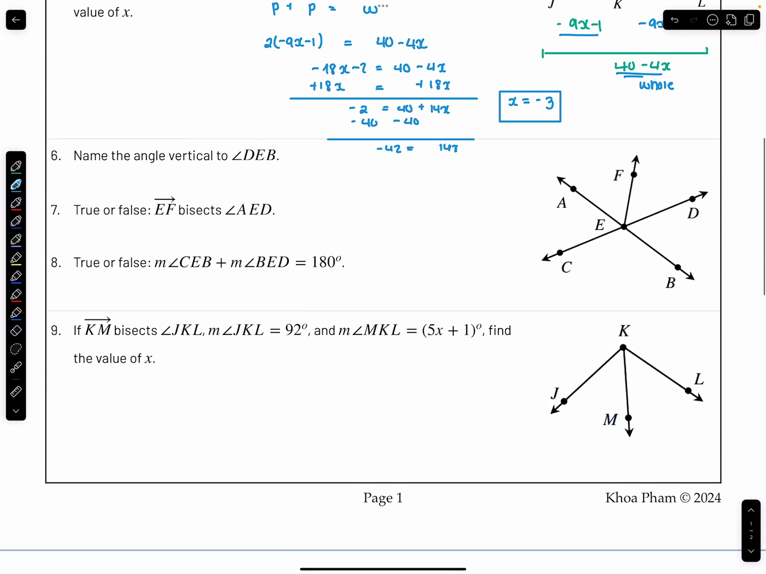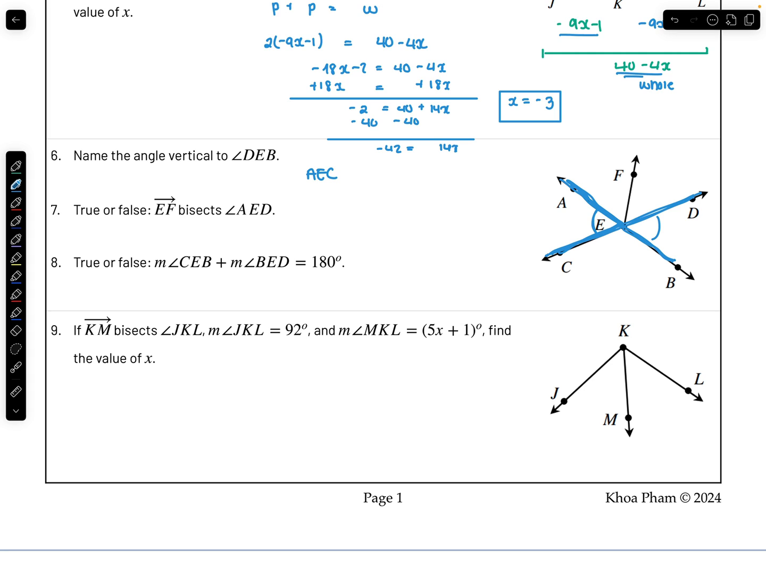Name the angle vertical to DEB. So you have this angle here on the right-hand side. What's vertical to it is on the left-hand side. So the two rays that the wedge touches make it angle AEC.